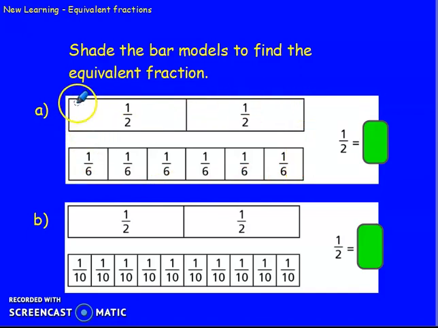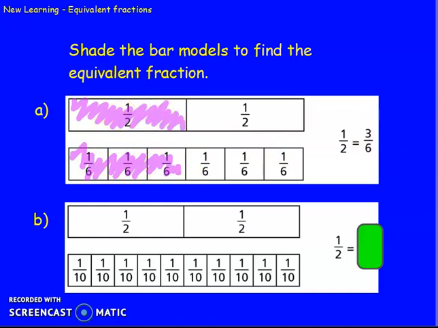So if I have a look at 1/2, and I just gently shade that in, what's that the same as in sixths? So look at the length of that, and let's shade the bottom bit in so that it's the exact same. How many sixths do we have? 1, 2, 3. So 1/2 is equivalent to 3/6.